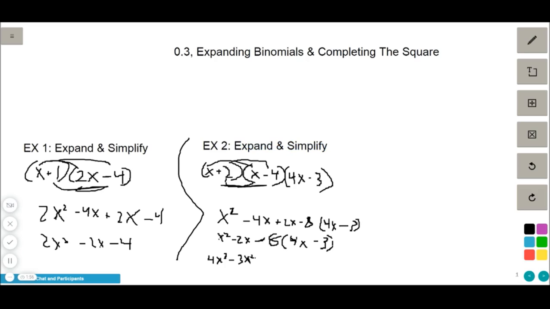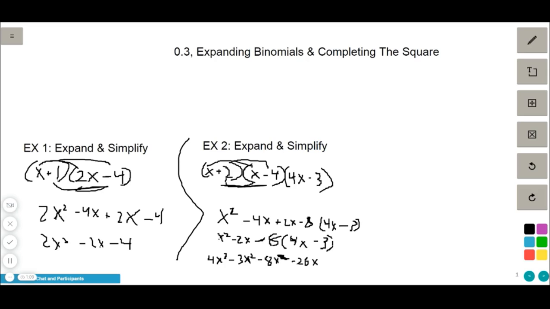Now you move on to the second term in this equation. So you take negative 2x and multiply by this, so you're going to be left with negative 8x squared, because x times x is adding the two exponents, squared. Now you take the third one and you multiply it between this and this, so you're going to be left with negative 8 times 4x, which is negative 32x.